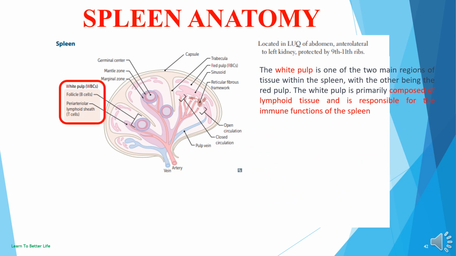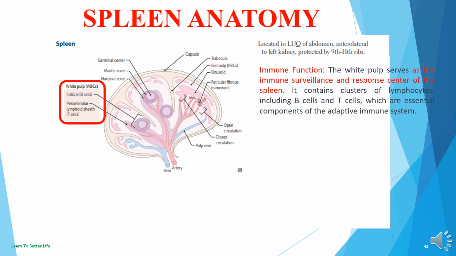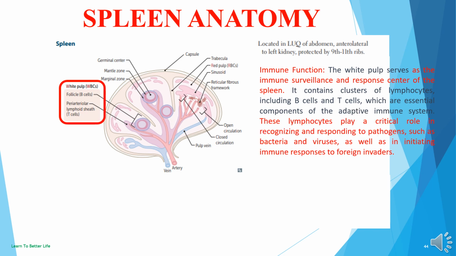The white pulp is one of the two main regions of tissue within the spleen, with the other being the red pulp. The white pulp is primarily composed of lymphoid tissue and is responsible for the immune functions of the spleen. Immune function. The white pulp serves as the immune surveillance and response center of the spleen. It contains clusters of lymphocytes, including B cells and T cells, which are essential components of the adaptive immune system. These lymphocytes play a critical role in recognizing and responding to pathogens, such as bacteria and viruses, as well as in initiating immune responses to foreign invaders.